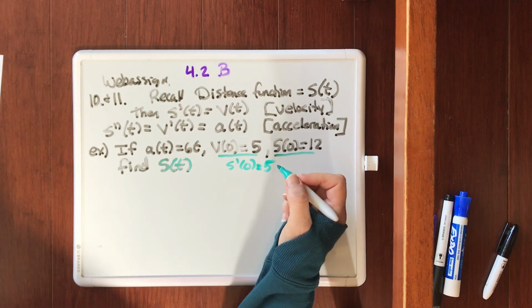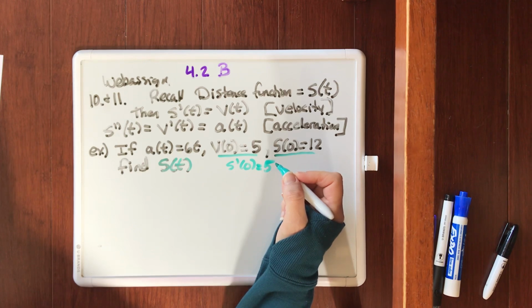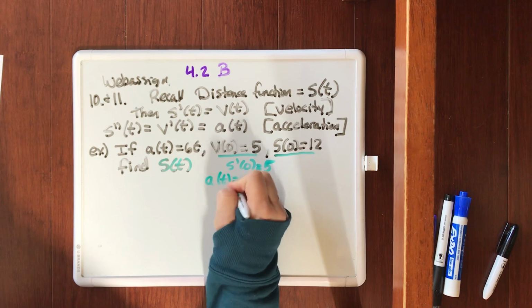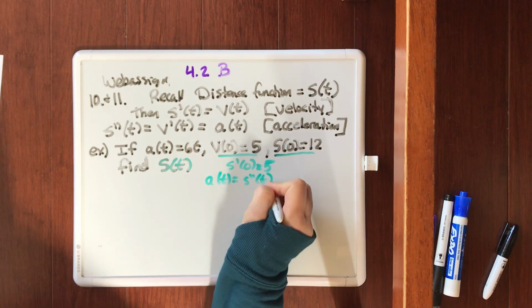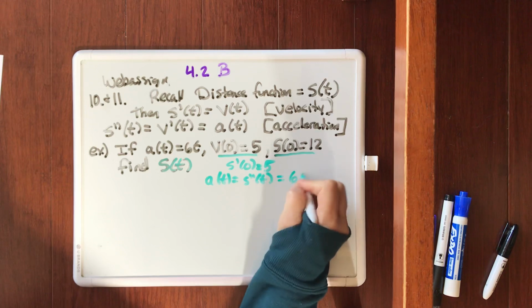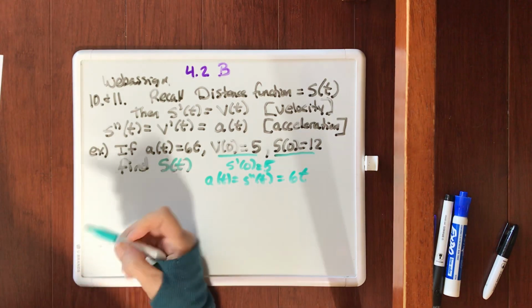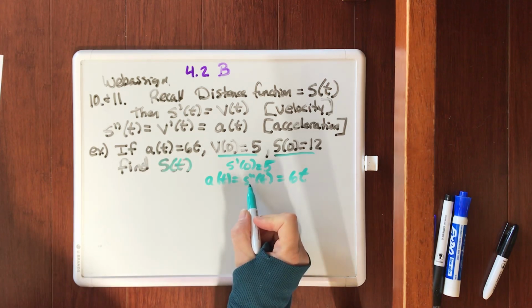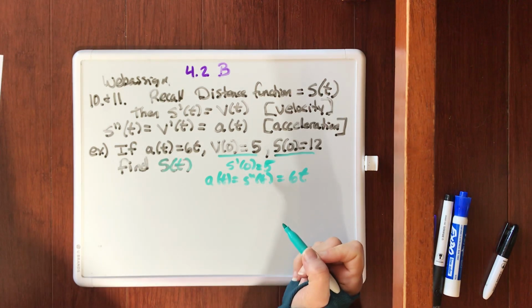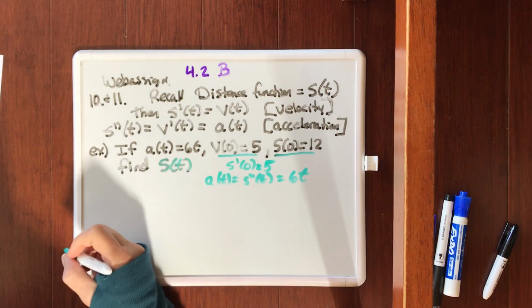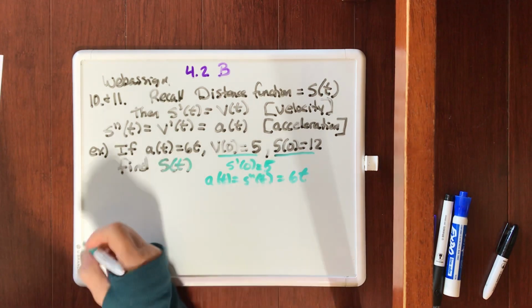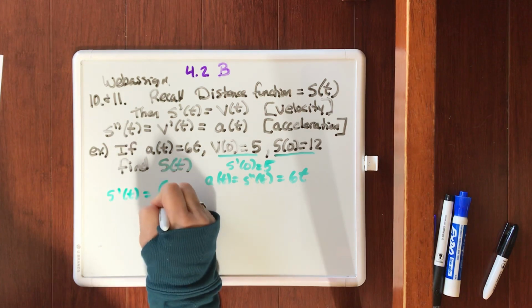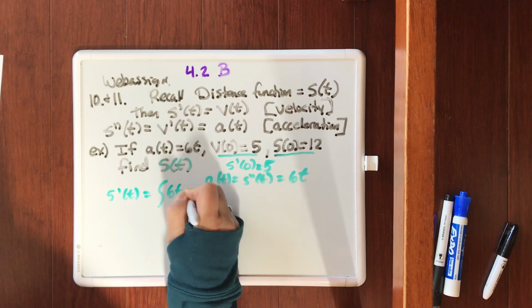Okay, so we're going backwards now. All right, now a of t equals s double prime of t, which is 6t, because it's stated a of t is 6t, and we know s double prime of t is a of t. Okay. So if we know s double prime of t is 6t, s prime of t is going to be the integral of 6t dt.